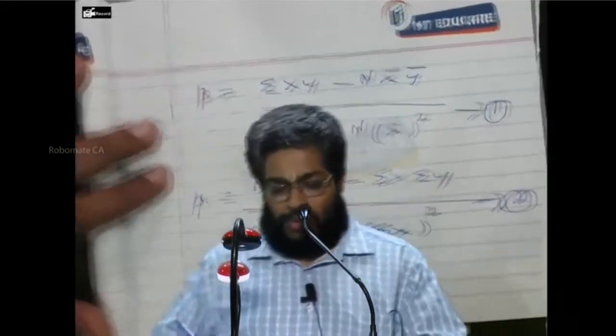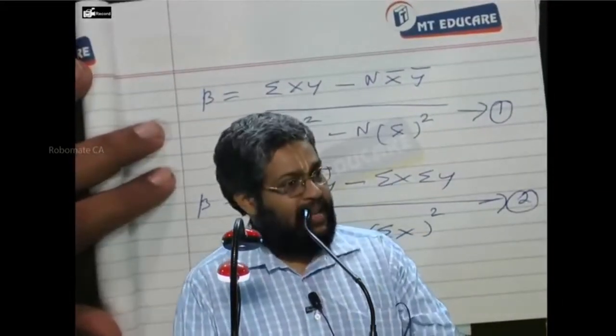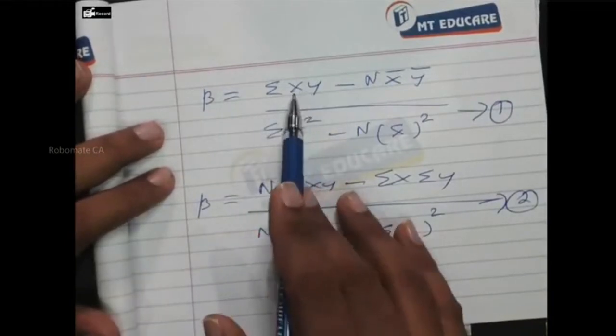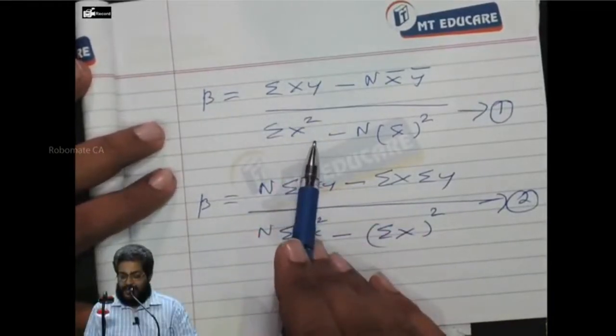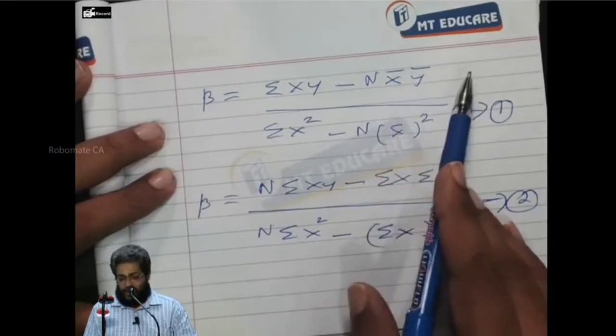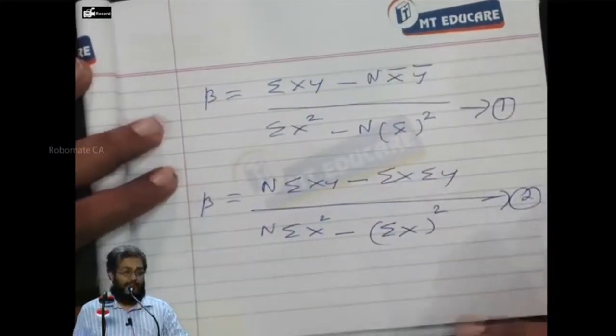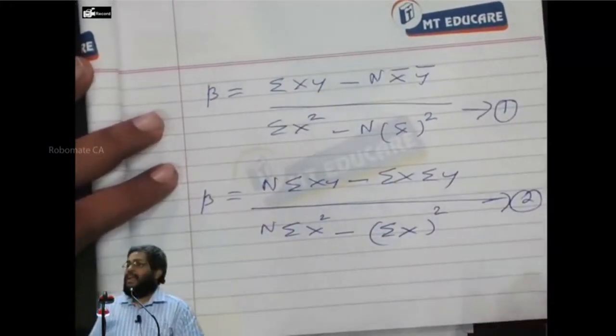Are you following or not? Now, that means to apply both formulas, I should have x, I should have y, I should have xy, x square, then x bar, y bar, and then all the totals required. Yes or no? Can I proceed further?